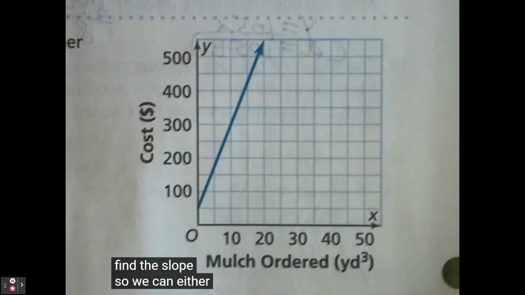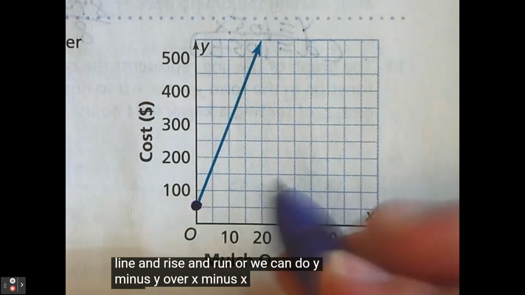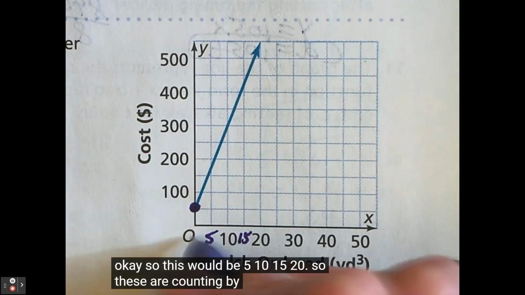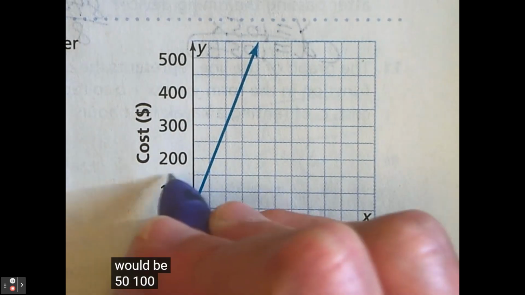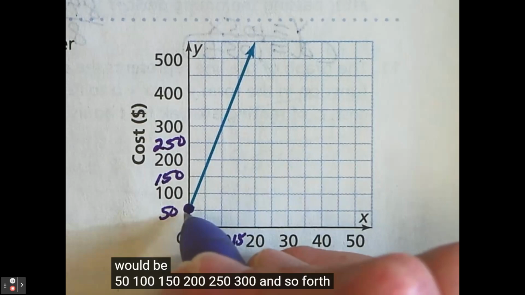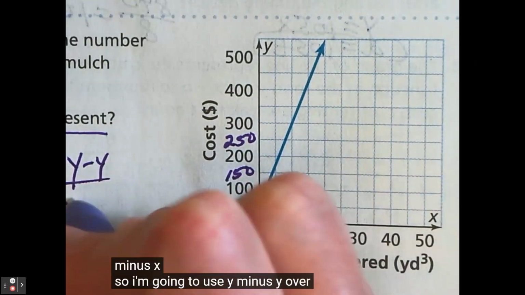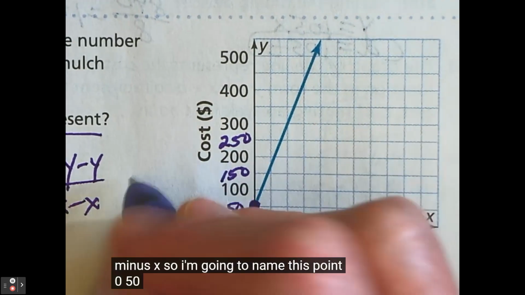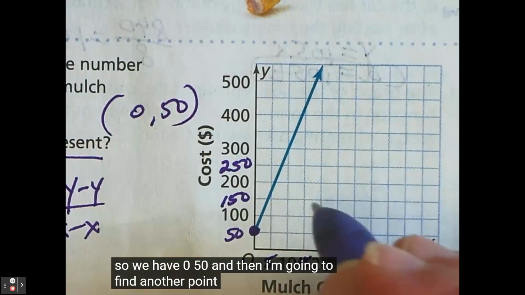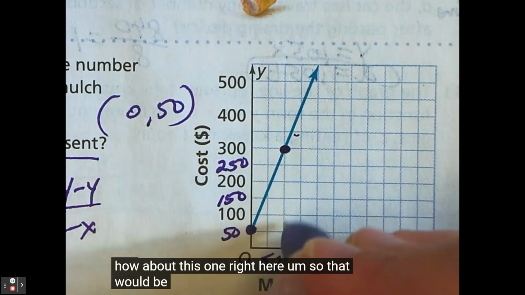So we can either find 2 points on this line and do rise over run, or we can do y minus y over x minus x. Okay, so this would be 5, 10, 15, 20. So these are counting by fives, and this would be 50, 100, 150, 200, 250, 300, and so forth. So I'm going to use y minus y over x minus x. I'm going to name this point 0, 50. So we have 0, 50, and then I'm going to find another point that lands on this line. How about this one right here?